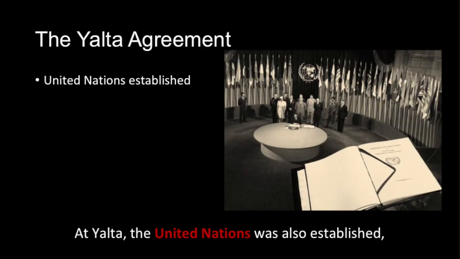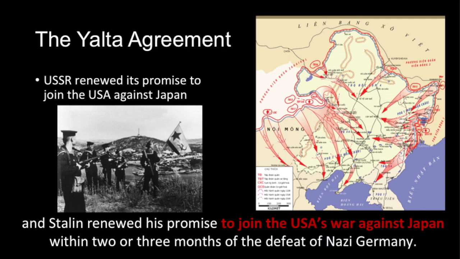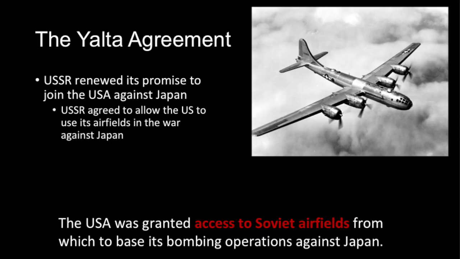At Yalta, the United Nations was also established, and Stalin renewed his promise to join the USA's war against Japan within 2 or 3 months of the defeat of Nazi Germany. The USA was granted access to Soviet airfields from which to base its bombing operations against Japan.